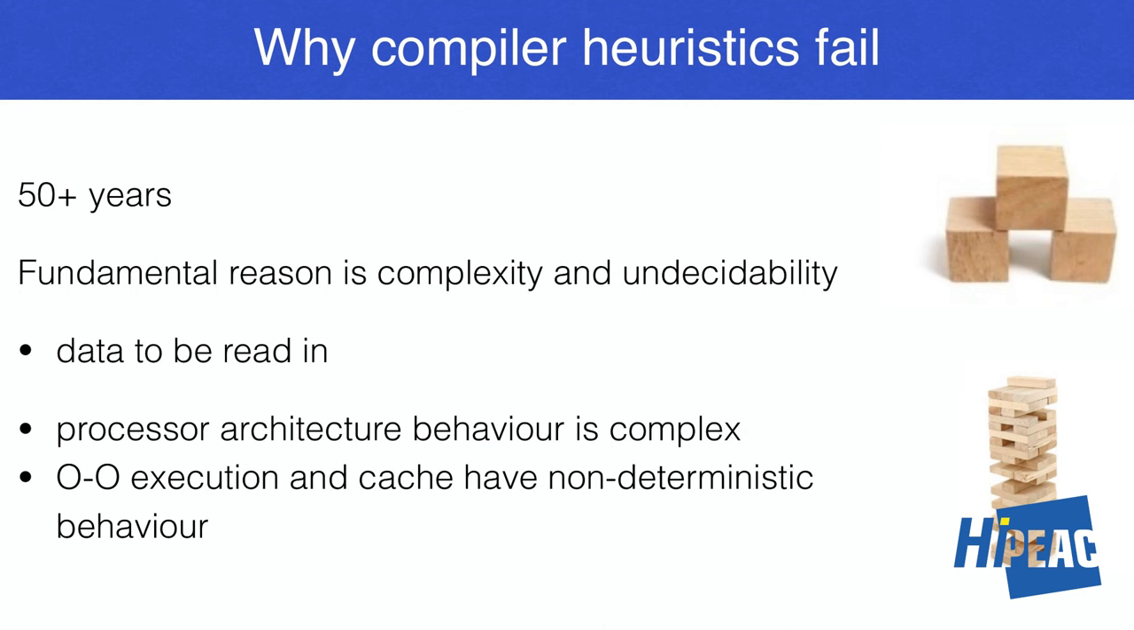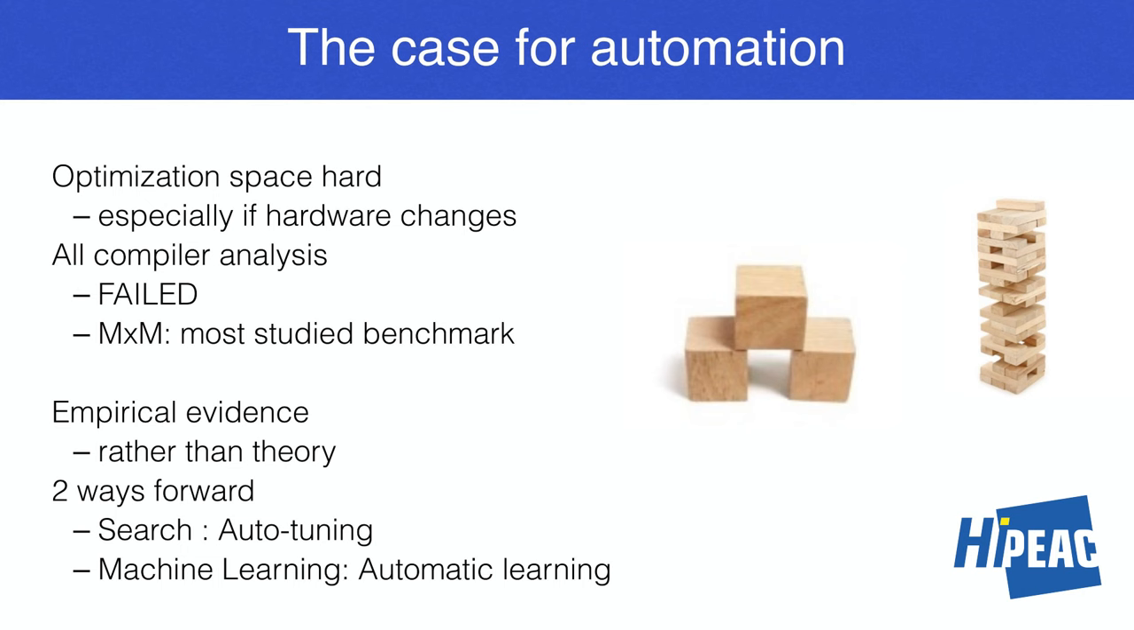Okay, here's this picture. The case for automation. Automation space is hard, especially if the hardware changes, and it changes regularly. If you want to have an optimization approach that works on all future hardware across all programs, this is a tricky problem. We saw those valleys and cliffs earlier. The point I want to get across is all compiler analysis fails. So that's a pretty damning indictment, right? It failed. And it failed on a benchmark that was the most studied one out there. So I'm sure it wasn't doing too well on all the other stuff.